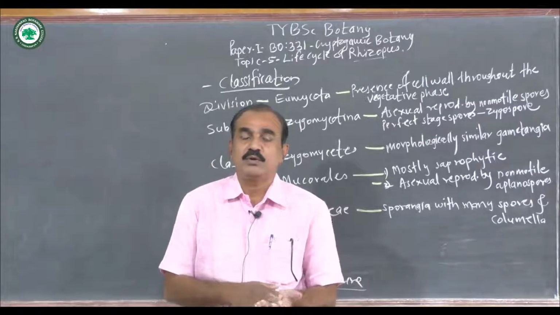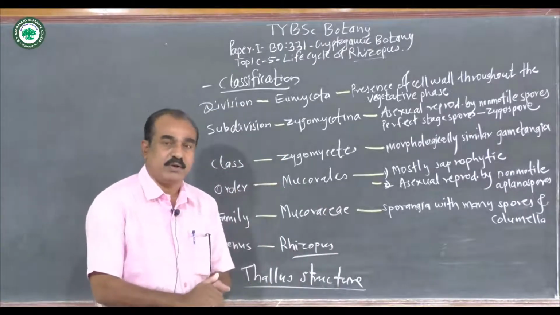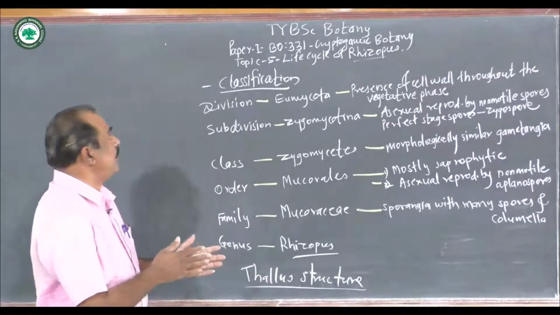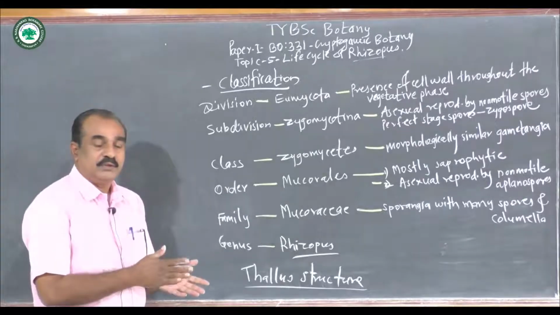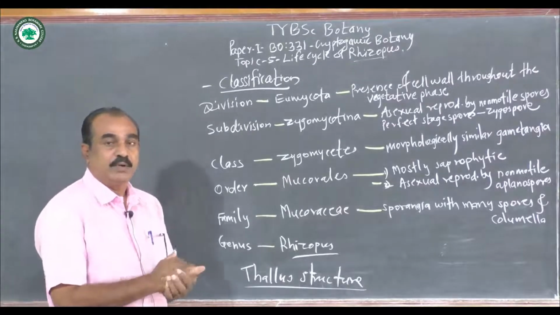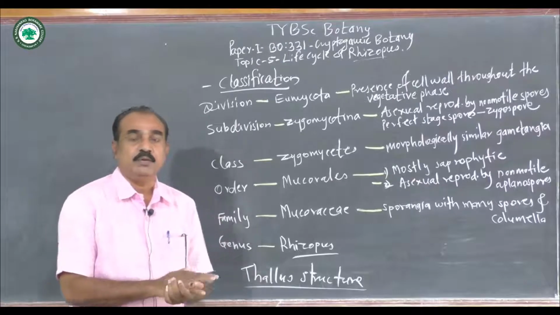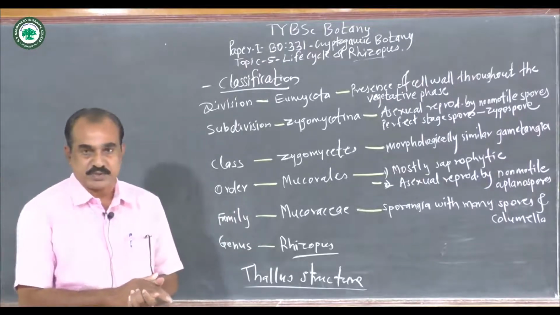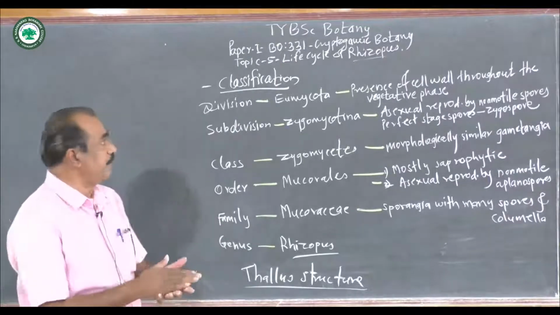So today we are going to study T.Y.B.Sc. Botany, paper first, BO 331, that is Cryptogamic Botany, and from Cryptogamic Botany, topic number 5, that is the life cycle of the Rhizopus. So first, the classification.